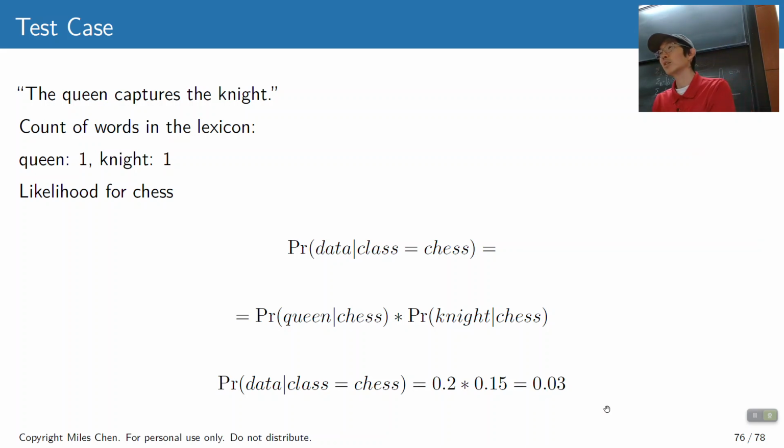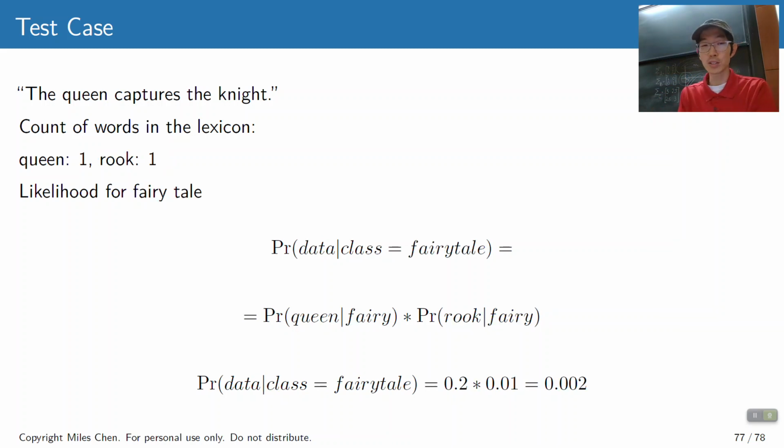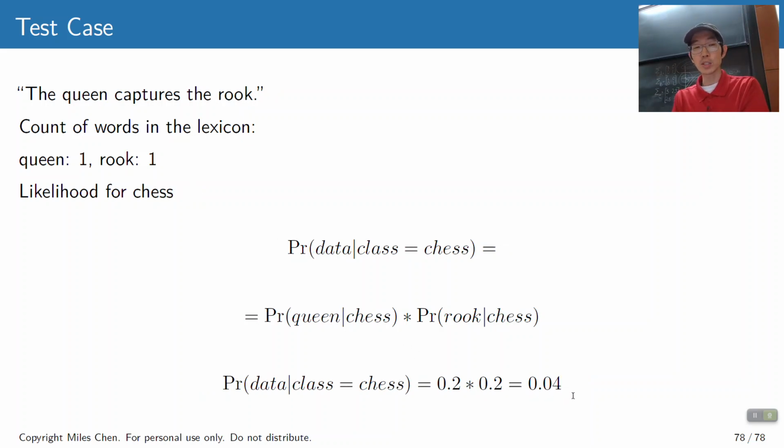And it's difficult to go off of just these things. But if you say it's supposed to be queen captures the rook, okay, for fairy tale, very low probability. Queen captures the rook for chess, much more probable. So this is kind of how a naive Bayes document classifier could work, by just having a huge dictionary of possible words along with the probabilities associated with each of these things, and we just kind of take the product for the bag of words model.